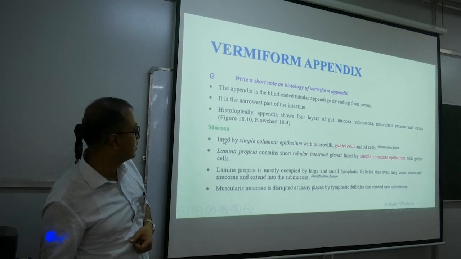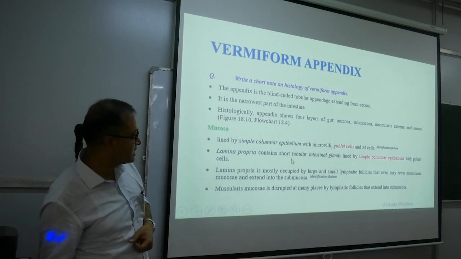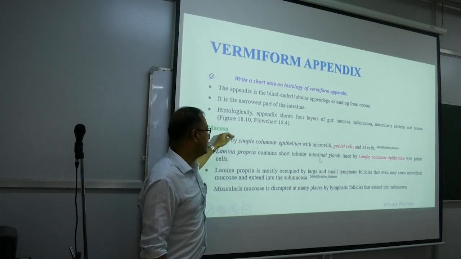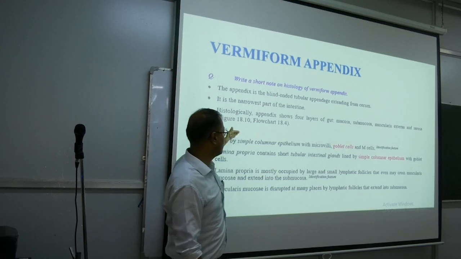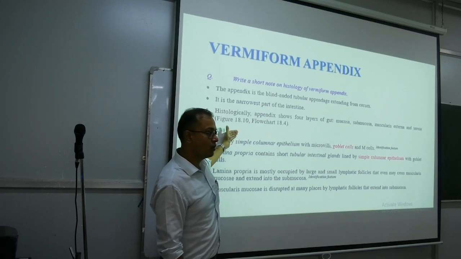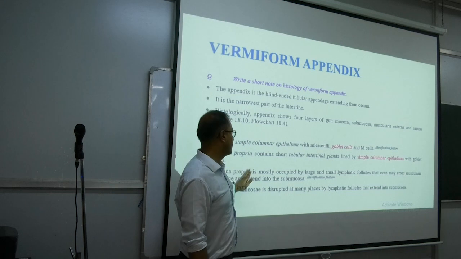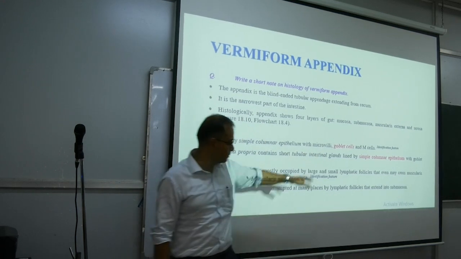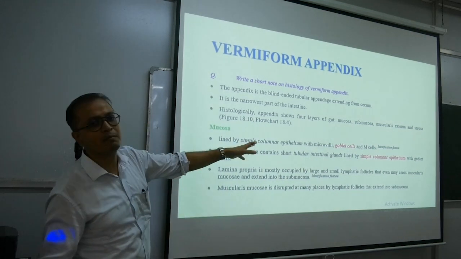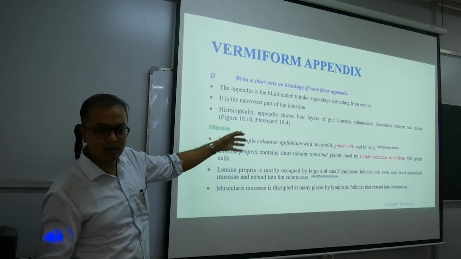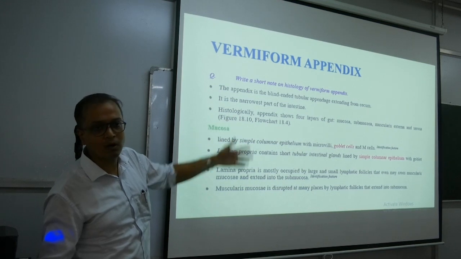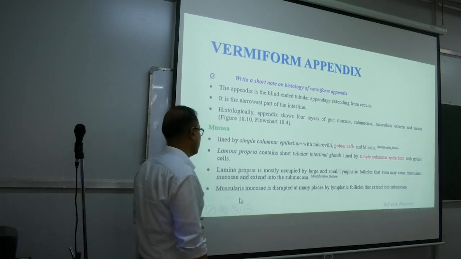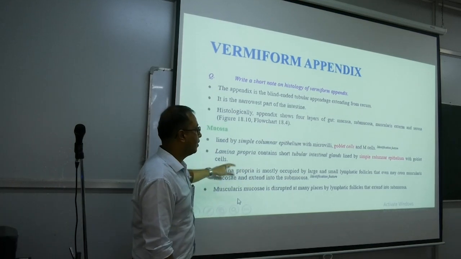Then this region may have extensions like glands extending towards the lamina propria. So the mucosal layer, with simple columnar epithelium, may dip down, making short tubular intestinal glands. And they are also lined by the same kind of simple, tall columnar epithelium. Right?